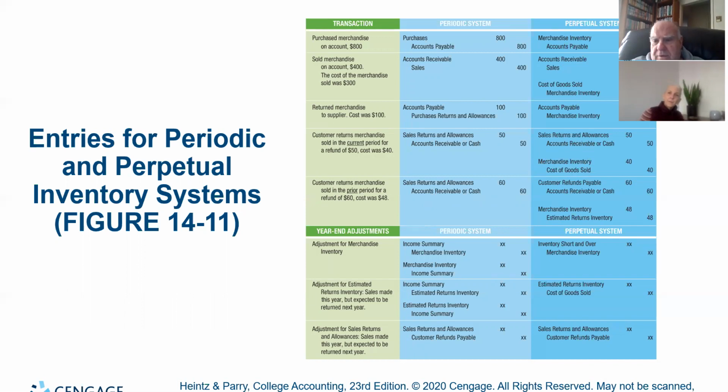And we're skipping the estimated returns. And then we have year-end adjustments. These were normal everyday events. Now at year-end, month-end really, get rid of the old inventory, in with the new. And then we're not going to worry about these estimated or expected sales.